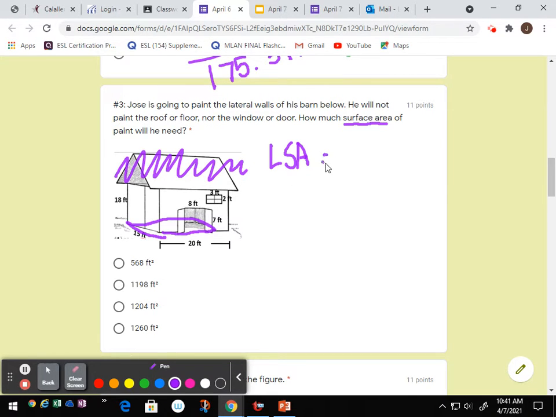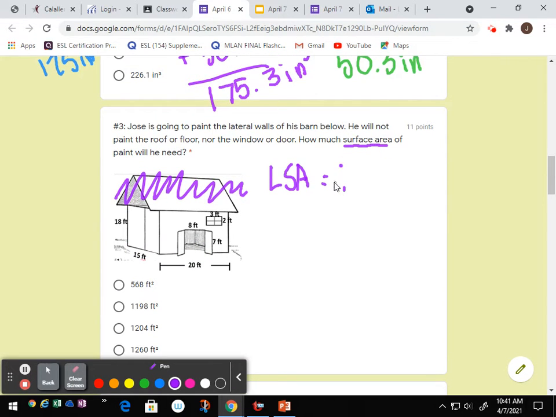So the lateral surface area of a rectangular prism is big P times the height. All right, so we need to know the perimeter of the base times the 3D height. We already know that it's sitting on this rectangle down here, so we're just trying to find the dimensions of this rectangle.